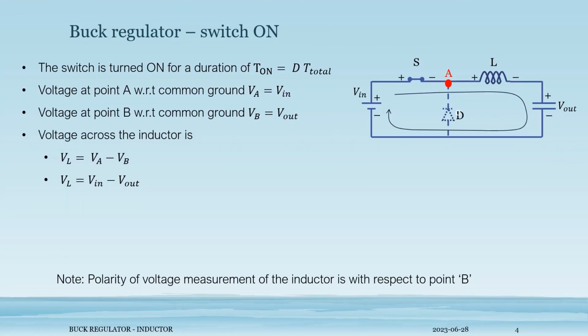Consider 2 points A and B on either side of the inductor. Now, as the switch is turned on, the voltage at point A is given as VA is equal to Vin, and at point B, the voltage is given as VB is equal to V out. These voltages are with respect to the ground point. Now, the voltage across the inductor can be written as VL is equal to VA minus VB. On substituting the voltages at point A and point B, we get VL is equal to Vin minus V out.